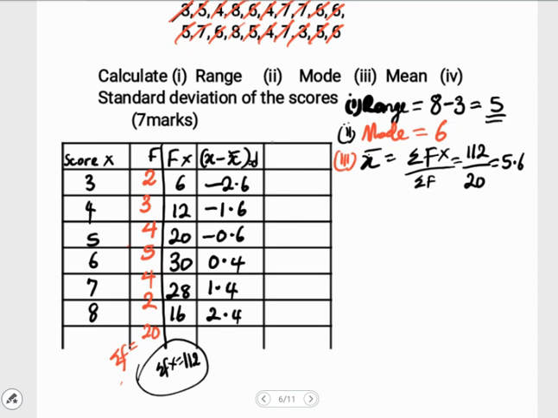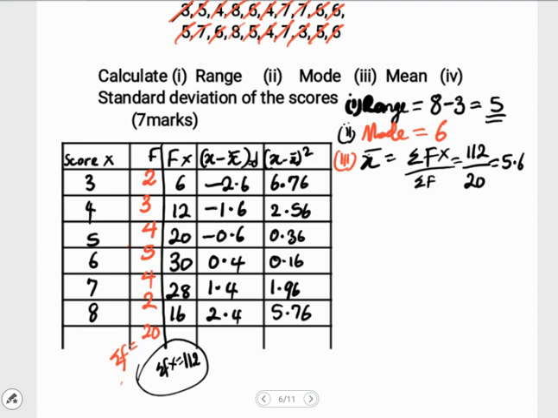So the next is to square this. X minus x bar square. So we're going to square the deviation now, the deviation of the mean from the score. So negative 2.6 squared will give us 6.76.